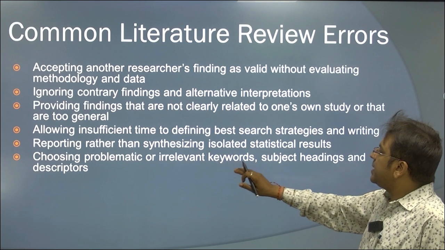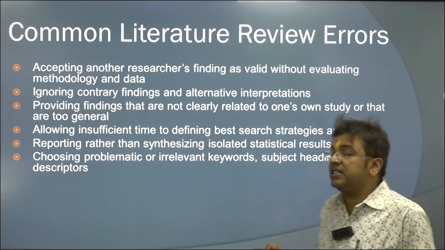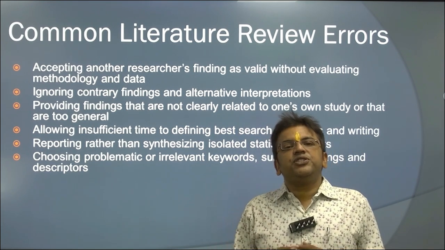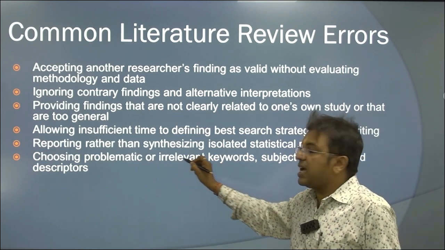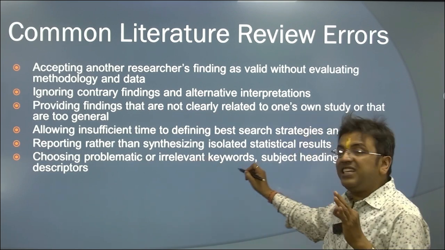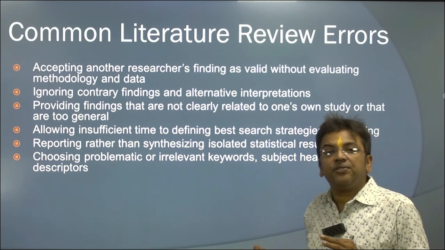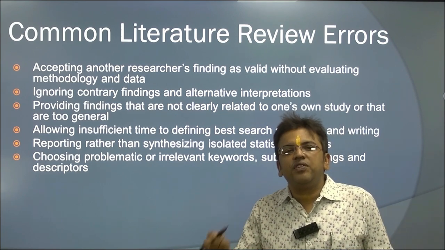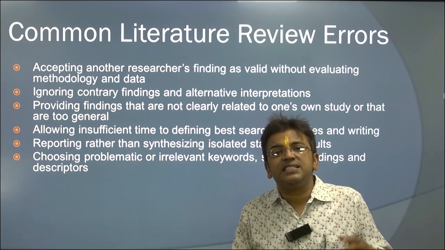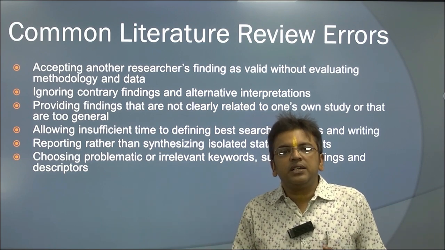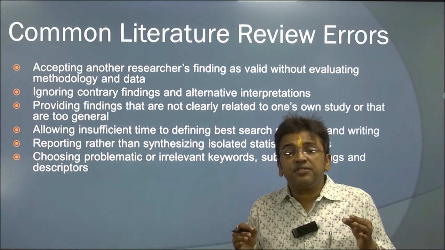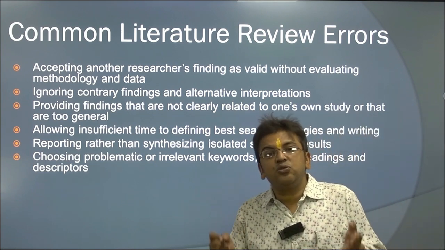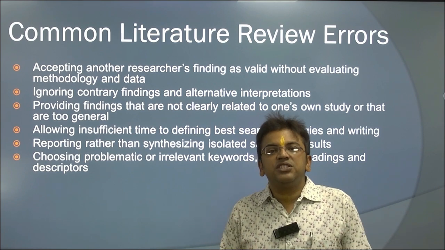Then, choosing problematic or irrelevant keywords, subject headings and descriptions. Whenever you are going to search for your review of literature, you must see that there are relevant topics, relevant keywords, relevant subjects, relevant headings. If you take any irrelevant keywords for a review of literature, automatically whatever values you are getting are irrelevant for your own study. So here a researcher must take sufficient care over the keywords, topic, headings which he takes for the search of his research work.